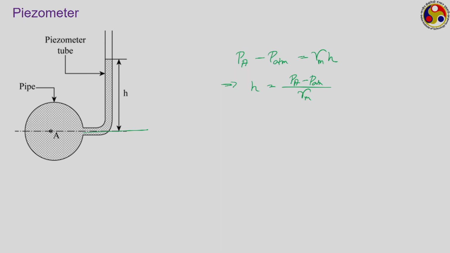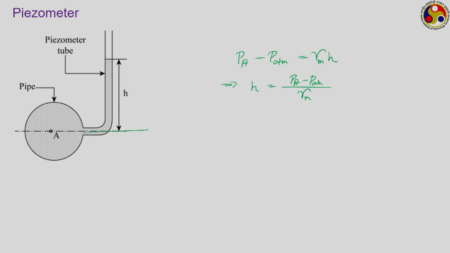So, piezometer is probably the earliest way of measuring pressure inside a big pool of liquid, maybe in an open channel flow situation, where we can just dip a small diameter tube open to atmosphere into that particular pool and get an idea about the pressure just by measuring the height of the liquid column there.